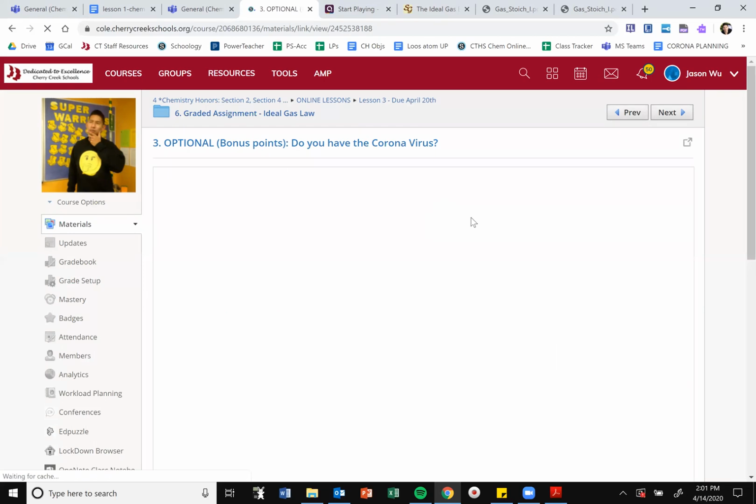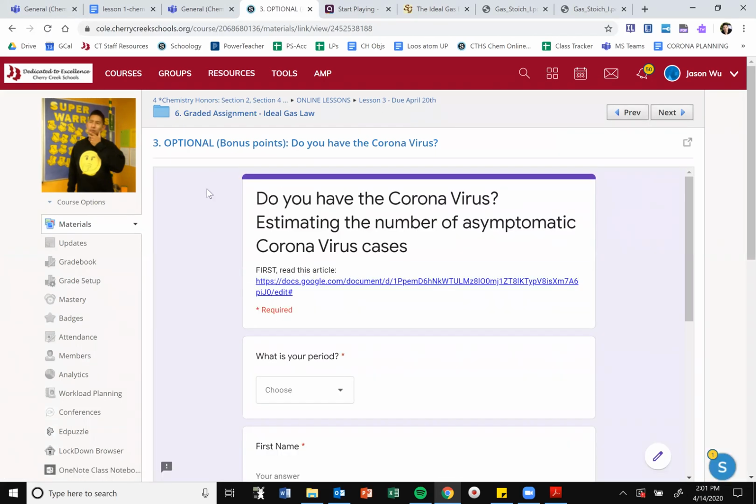This is something I wrote up myself, and it has to do with figuring out whether or not you have the coronavirus, even if you don't show symptoms. And it uses some research that has been put out recently. And so it's to help us to think about science and help us to think about whether or not you have the coronavirus. I highly recommend that you partake and take a look at that. It's optional, but you'll get bonus points.